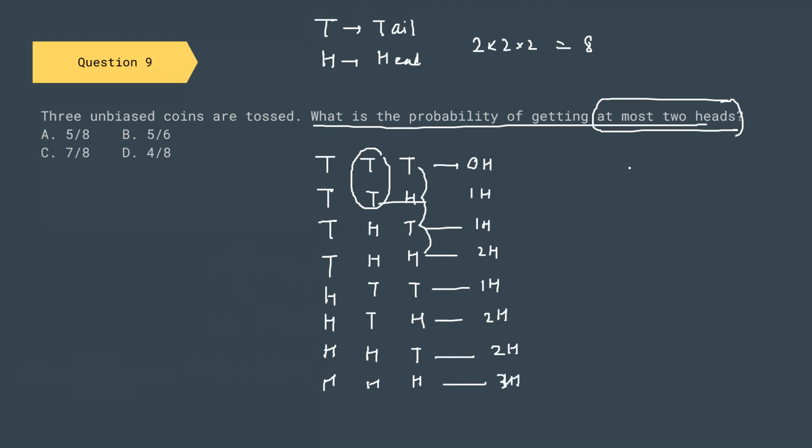So at most 2 heads. This is 0 head, acceptable. 1 head, acceptable, acceptable, acceptable. This is also acceptable. This is acceptable. This is acceptable. This is not acceptable. So out of the 8 cases, we have total 7 favorable cases. So the probability of getting at most 2 heads when 3 unbiased coins are tossed is 7 by 8. So your final answer is option C, that is 7 by 8.